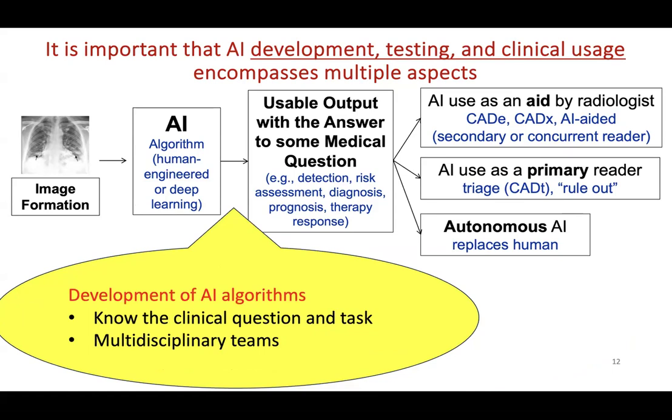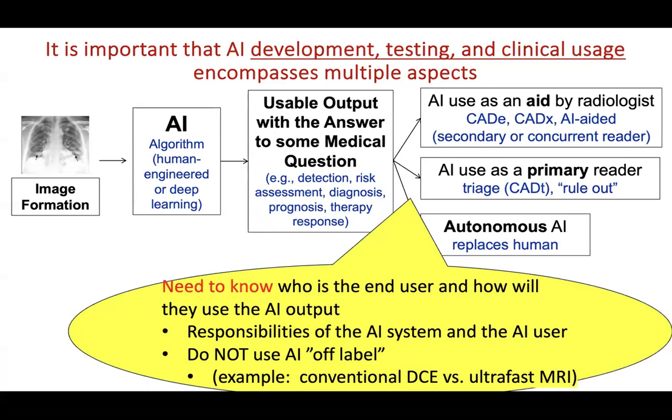It's very important to know how to develop AI algorithms. There's a lot of algorithms out there. And how do you put all those different algorithms and methods together for your specific clinical question and task? And this often involves multidisciplinary teams. I'm a medical physicist. I work with radiologists. I work with epidemiologists, biologists, cancer biologists, surgeons, and others. And here we can develop the algorithm for detection, risk assessment, diagnosis, prognosis, therapy response, and others.